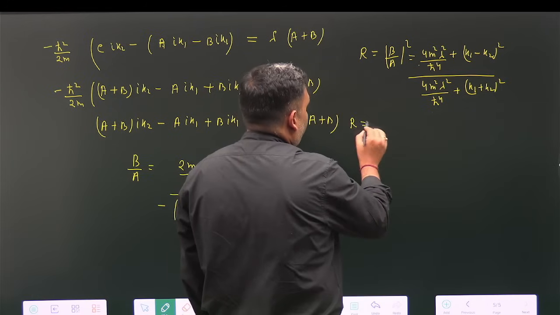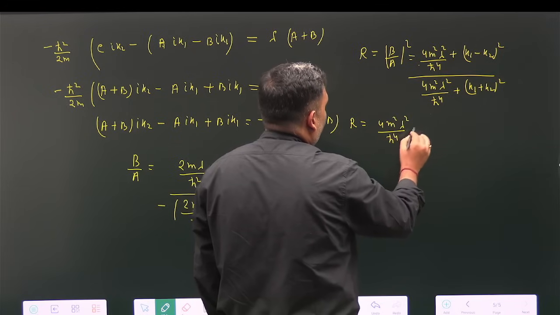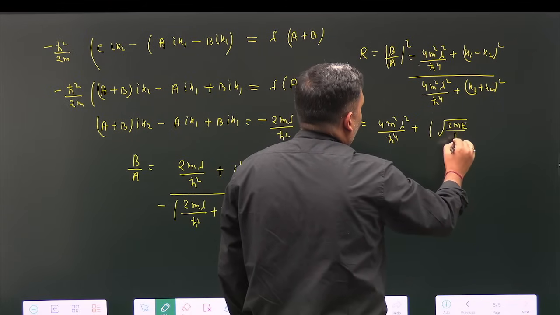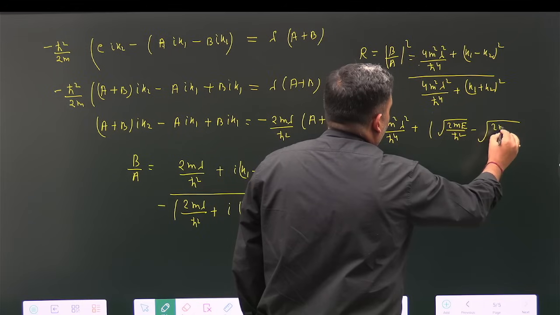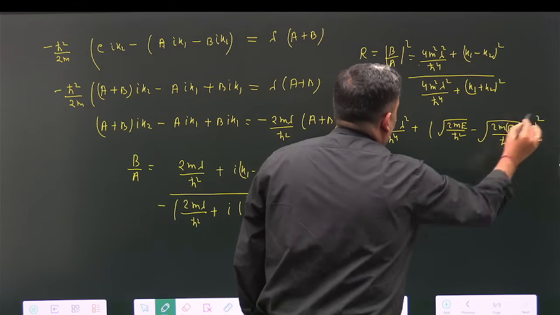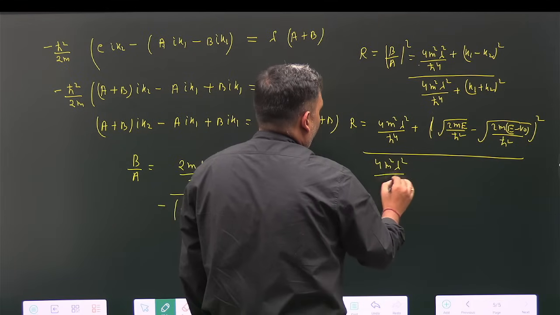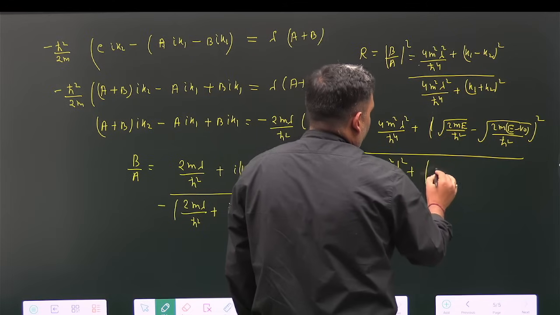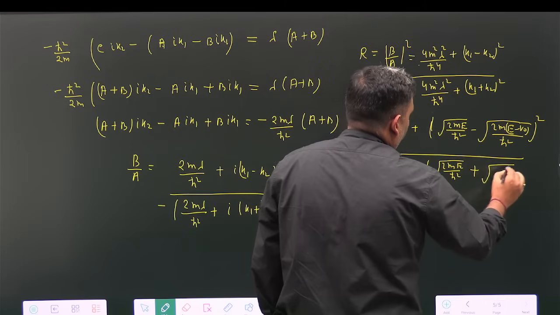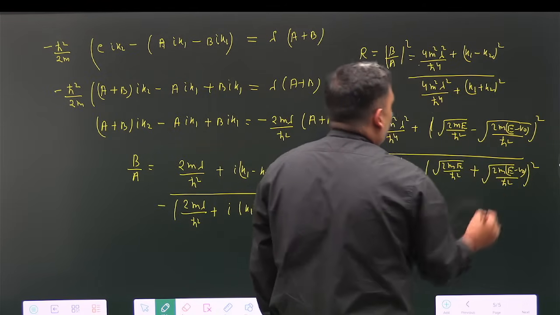So this reflection coefficient can be written as 4m²λ²/ħ⁴ plus the square of [root under 2mE/ħ² minus root under 2m(E − V0)/ħ²], and in the denominator 4m²λ²/ħ⁴ plus the square of [root under 2mE/ħ² plus root under 2m(E − V0)/ħ²].